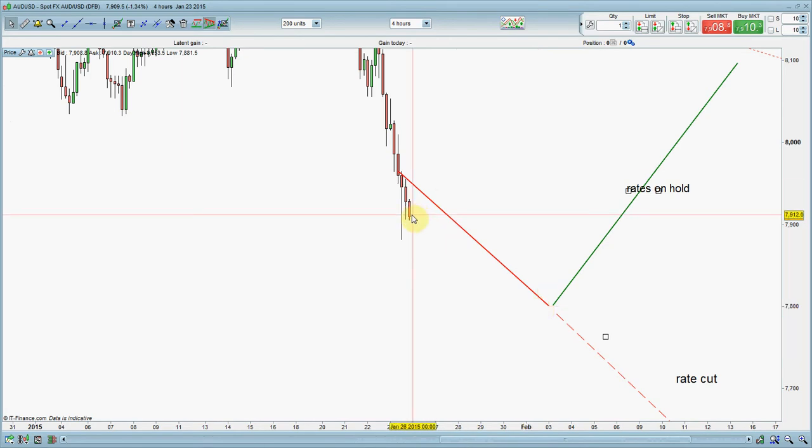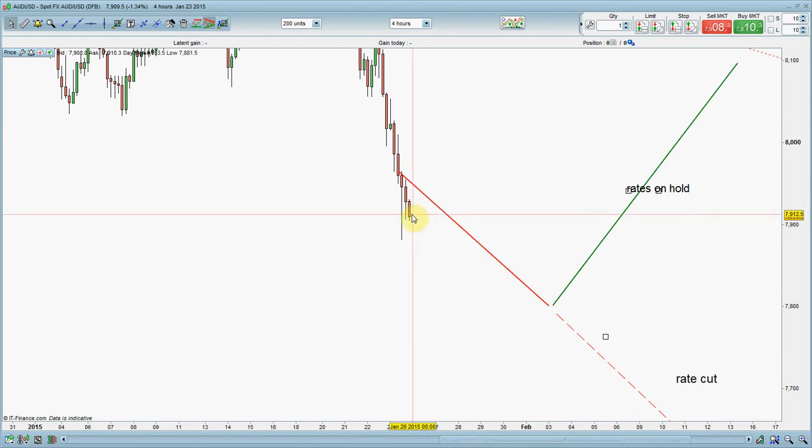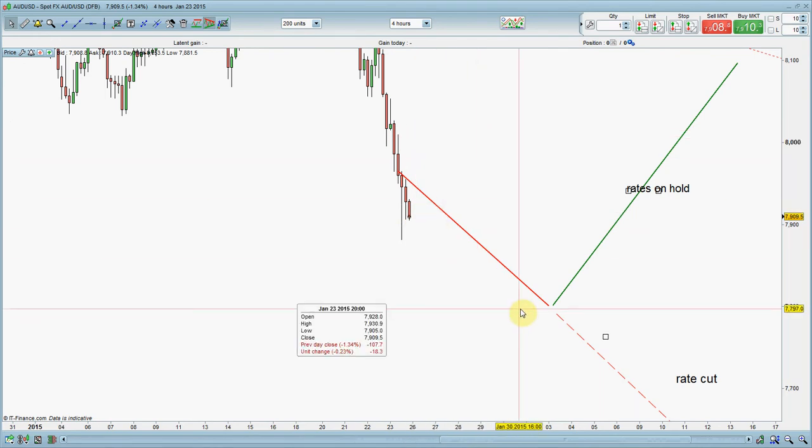We may experience some pullback on the NAB Business Confidence, as I suggested, which really just gives us an opportunity to get back into the trade. The same with the CPI as well, although it's expected to come in lower, which would cause it to continue down. If it does come in slightly better, then we could see a pullback as well on that, but then it will continue down again.